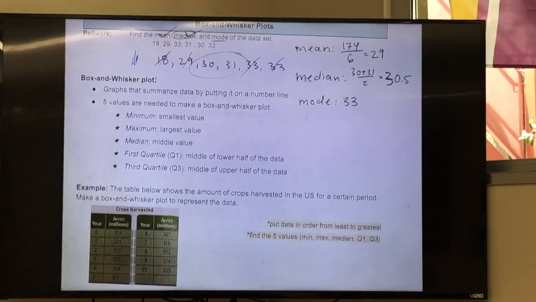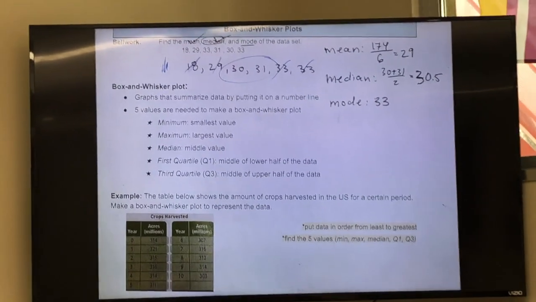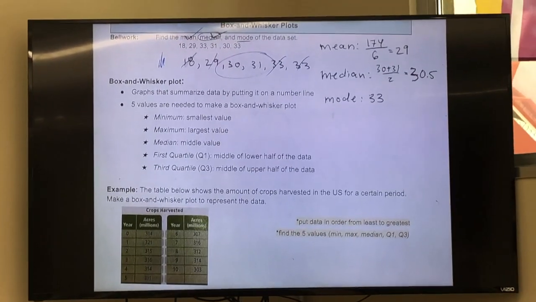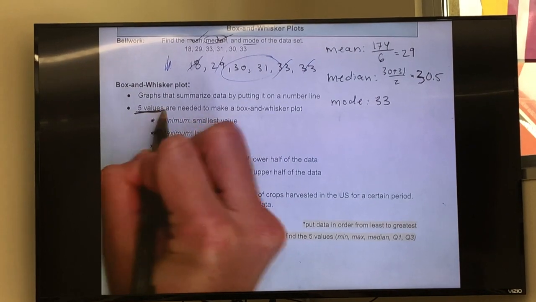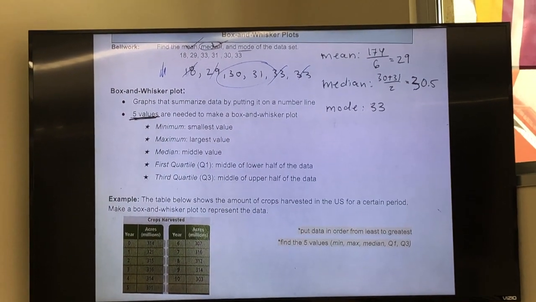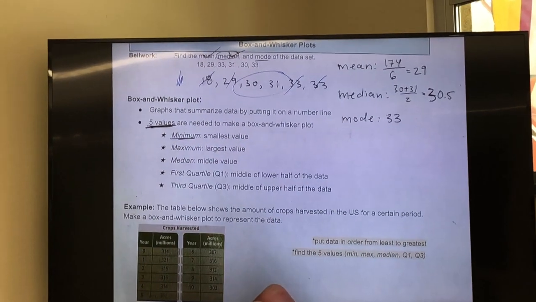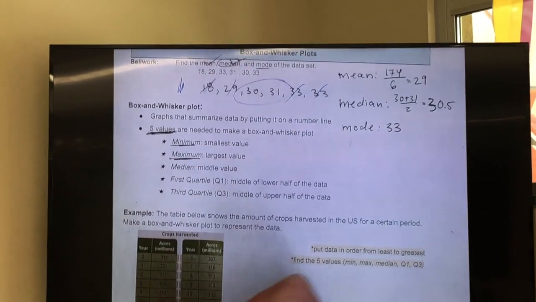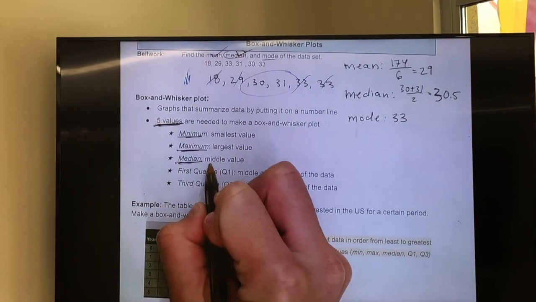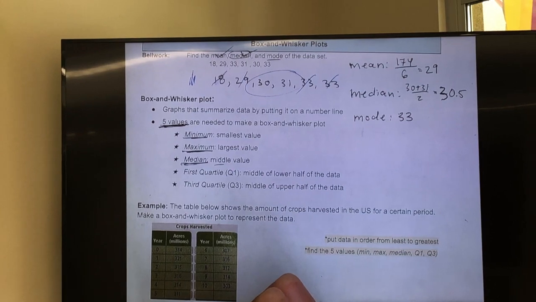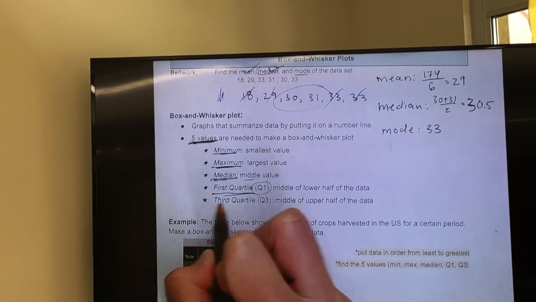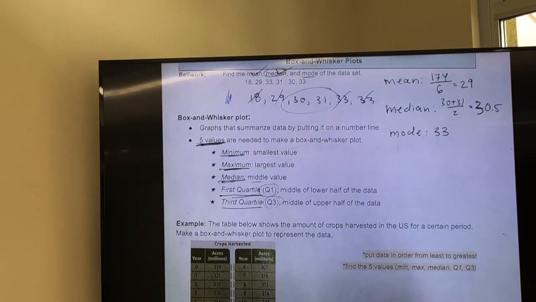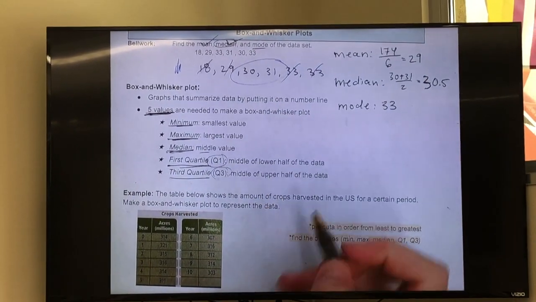All right, let's get going on this Box-and-Whisker plot. Again, it's a way to summarize the data. It mostly talks about the spread, how spread out the data is. We're going to be finding 5 values every time for this. You need 5 values. The min, the smallest number, the max, the median, so the middle, and then this is new for us. First quartile, which we call Q1, and third quartile, which we're going to call Q3, which talks about the upper half.